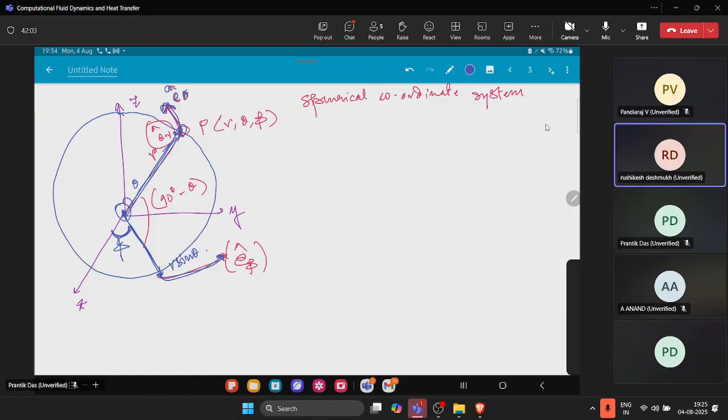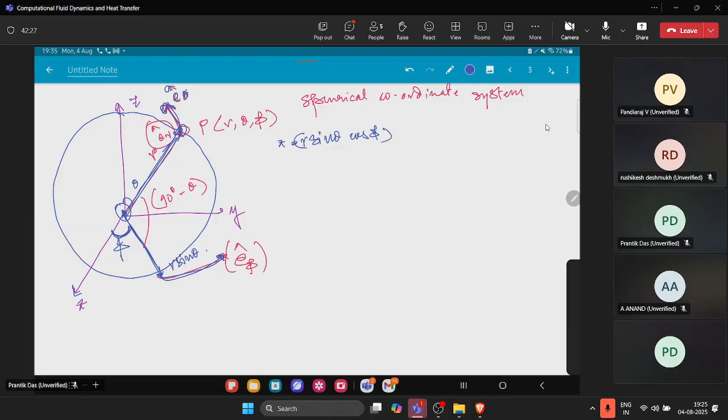Okay. So these are basically called the curvilinear coordinate system. This is basically giving you the direction in which the r, theta, and phi increases or decreases. If I want to find out the relation between the Cartesian coordinate system and the spherical coordinate system, so x is basically what? r sin theta cos phi.